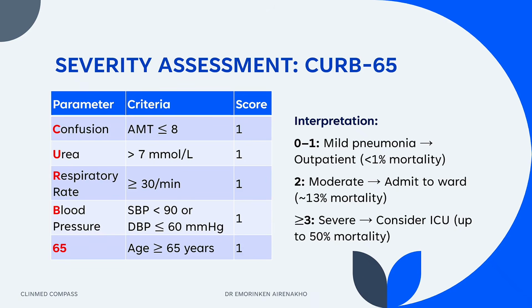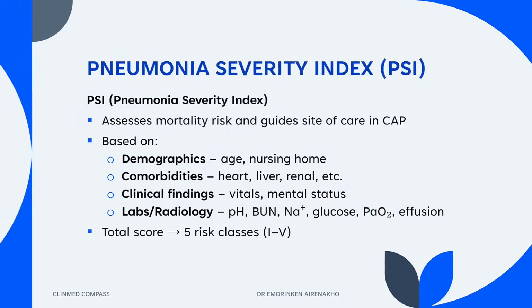How do we interpret these scores? A score of 0 to 1 indicates mild pneumonia. Such a patient is managed on outpatient basis. Score of 2 means moderate pneumonia. Such a patient is admitted to the ward. Score of 3 or more indicates severe pneumonia. In this case, you consider ICU management. The higher the score, the higher the mortality.